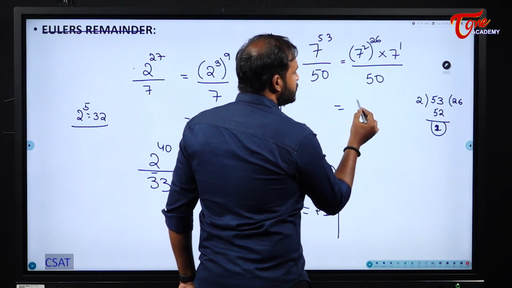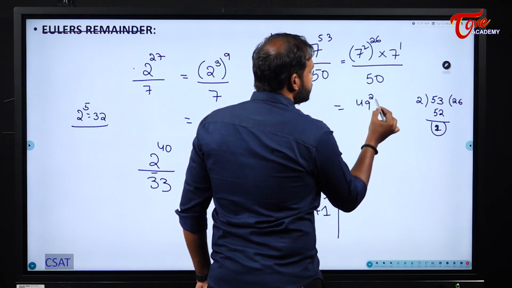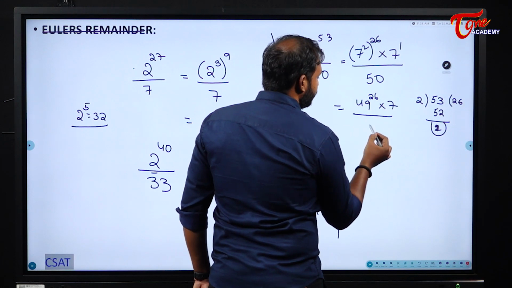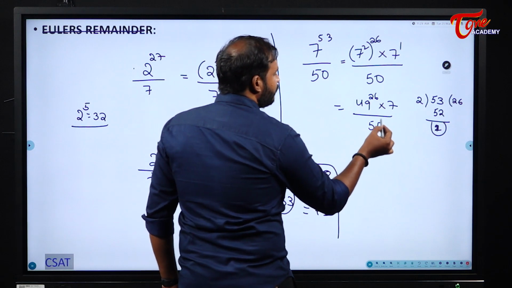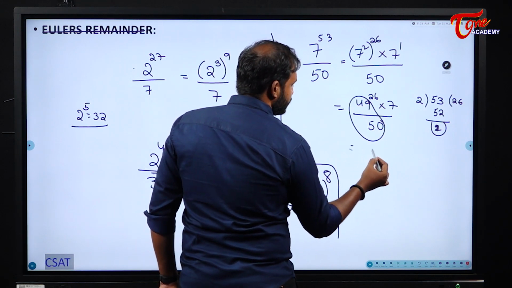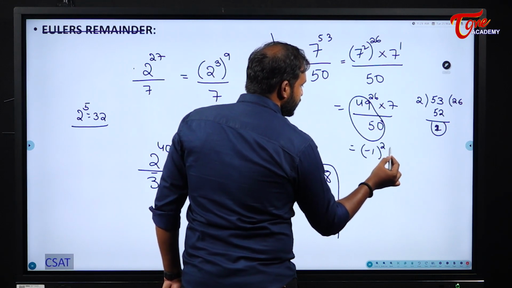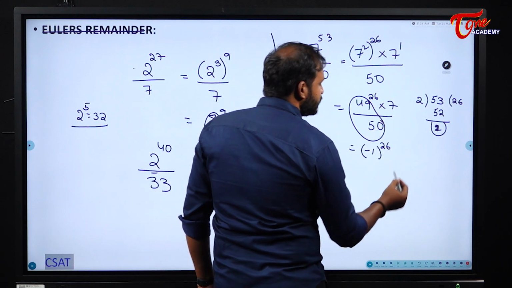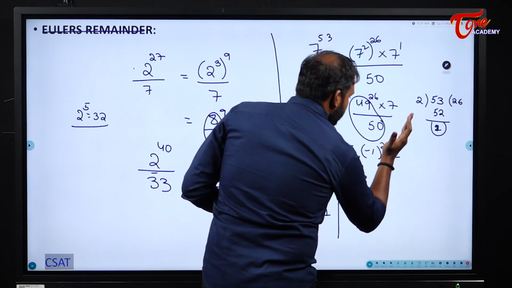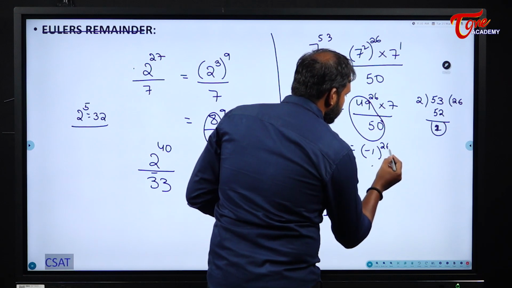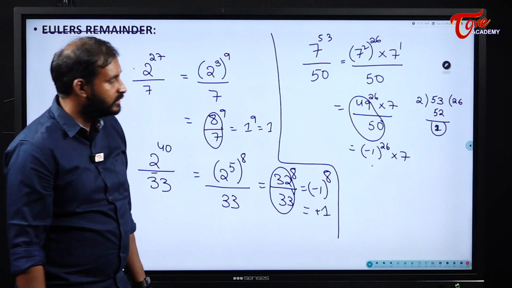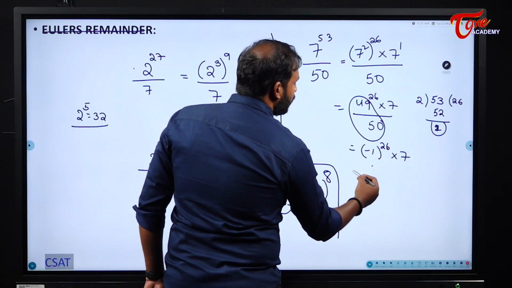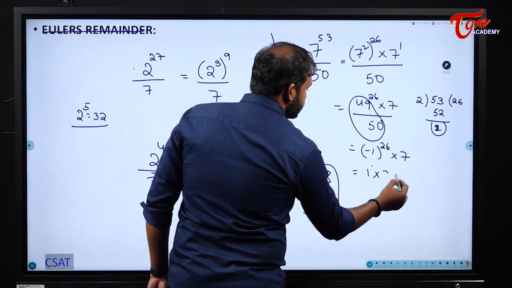So now what happens to this? 49 to the power of 26 into 7 by 50. Now the remainder for 49 by 50 is what? Minus 1 whole to the power of 26. And the remainder for 7 by 50 is what? 7 only. The remainder for 7 by 50 becomes 7. So minus 1 whole to the power of 26 is 1 into 7, which is 7 only.